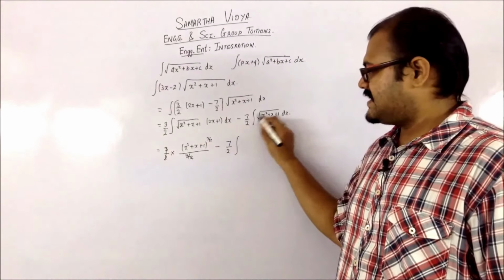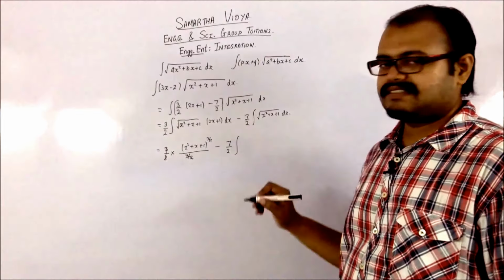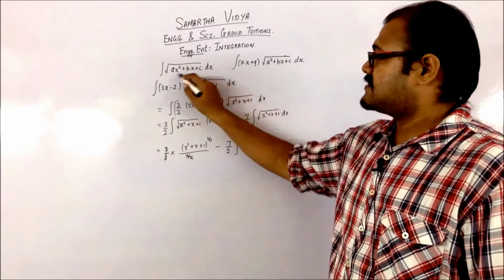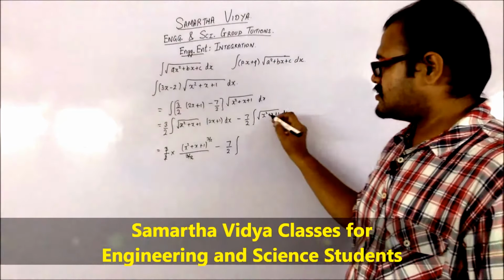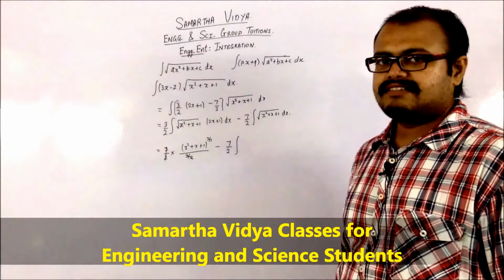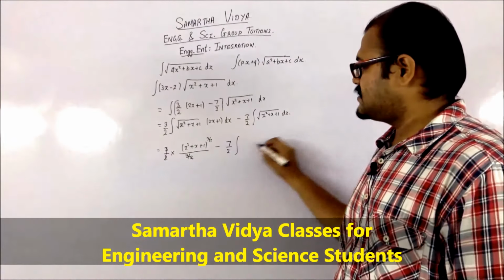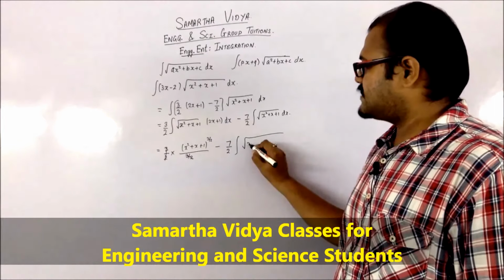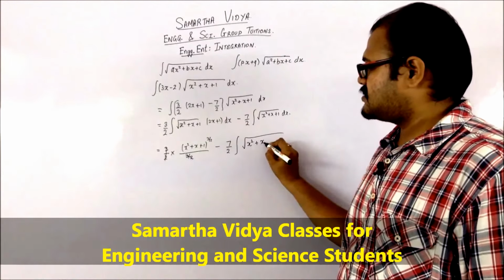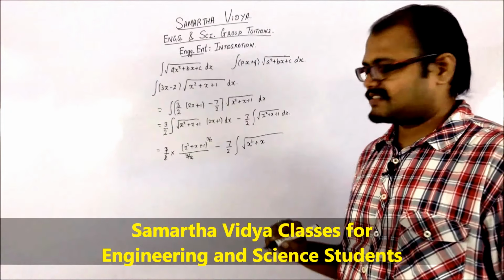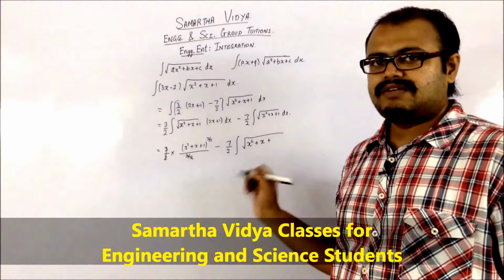You can see that the next integration is basically your root of x square plus x plus 1, which is nothing but of this form. So you need to follow the steps which were involved in that. You have already taken the coefficient of x square as 1, so you need not do anything for that. The next step is you have to take half the coefficient of the middle term, which is x. Half of that is basically 1 by 2 and you have to square it.